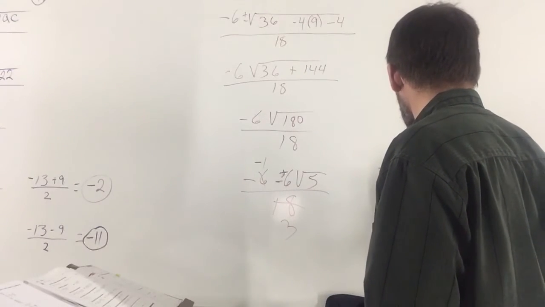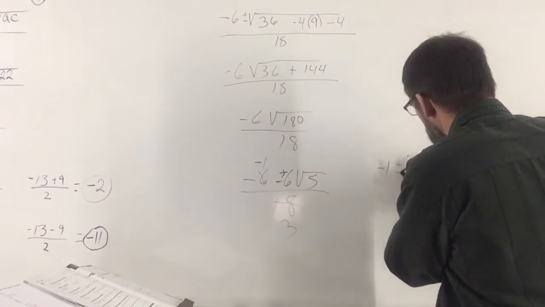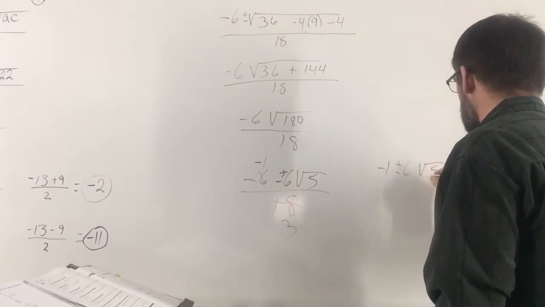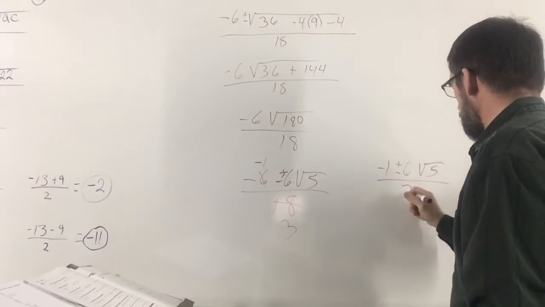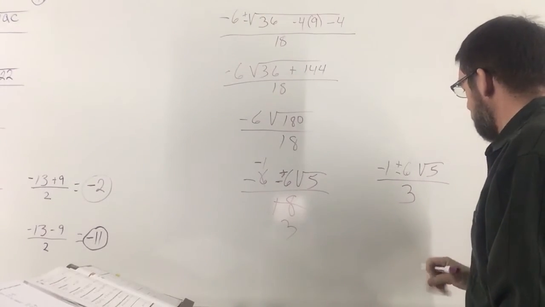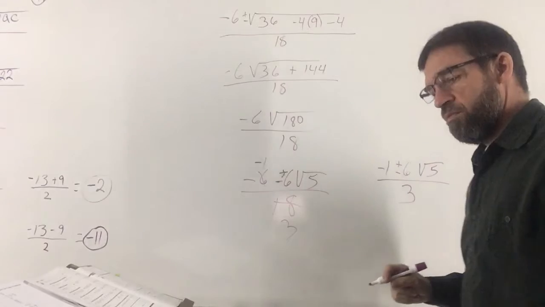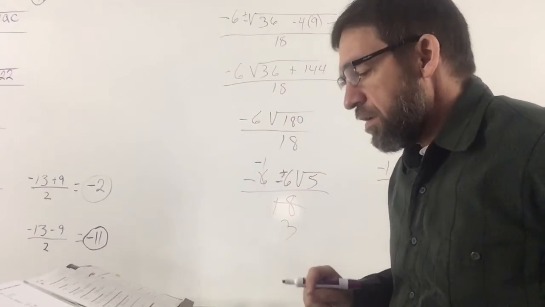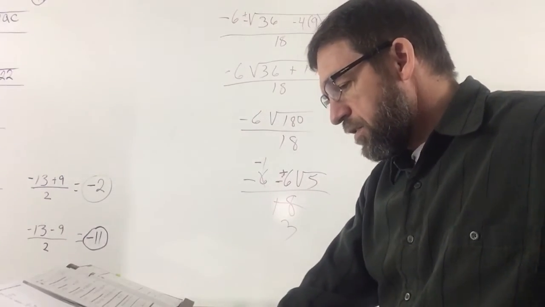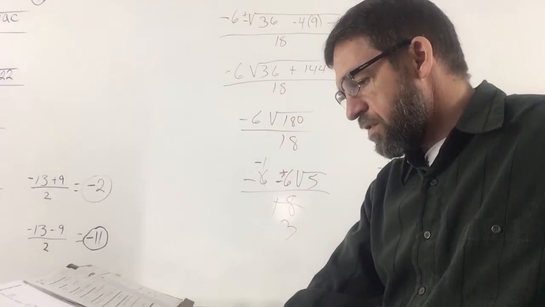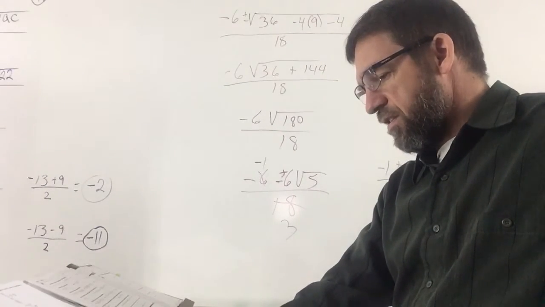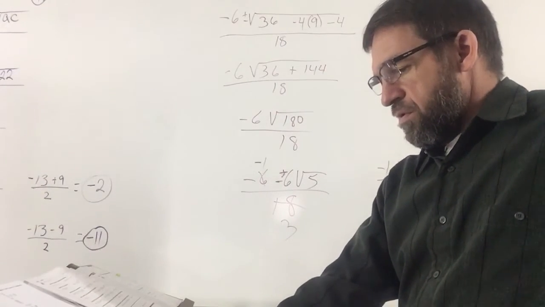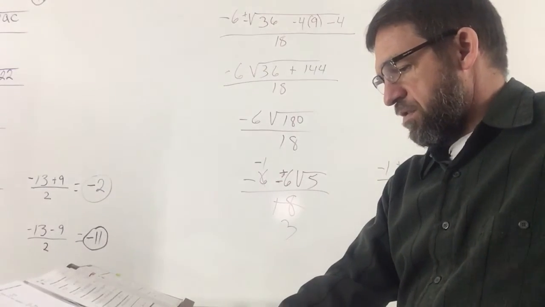negative 6, 6, 5, 6, 5 over 3. Am I done? Okay, let me see here. What did they do? Negative 6, 6, a negative 6, 18. X equals positive negative 5.